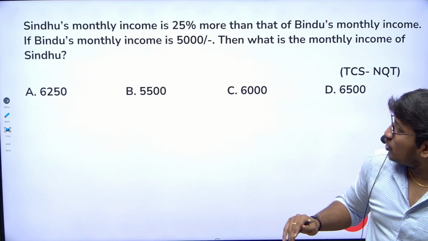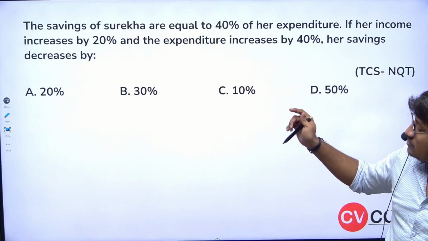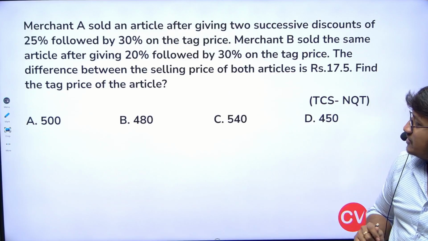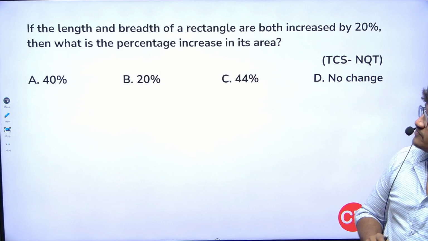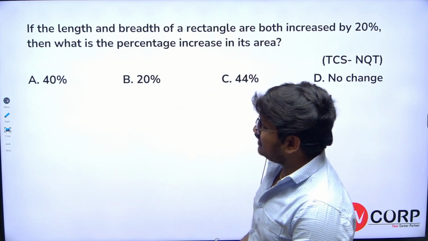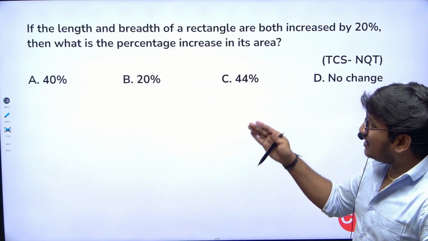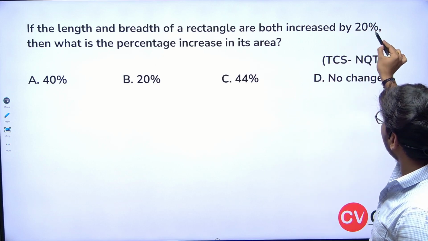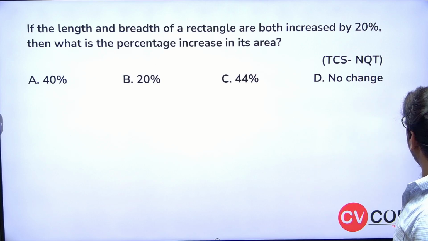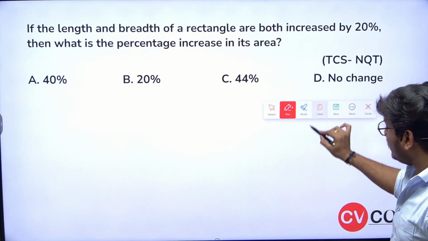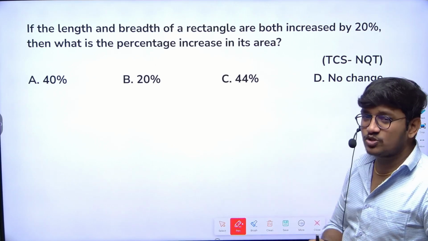I hope we solved a few questions yesterday. I think till this question, even this one was also completed yesterday. Okay, we'll try to solve this question. Let's read out the question. If the length and breadth of a rectangle are both increased by 20%, then what is the percentage increase in its area? Okay, everyone listen, the question seems to be very simple.